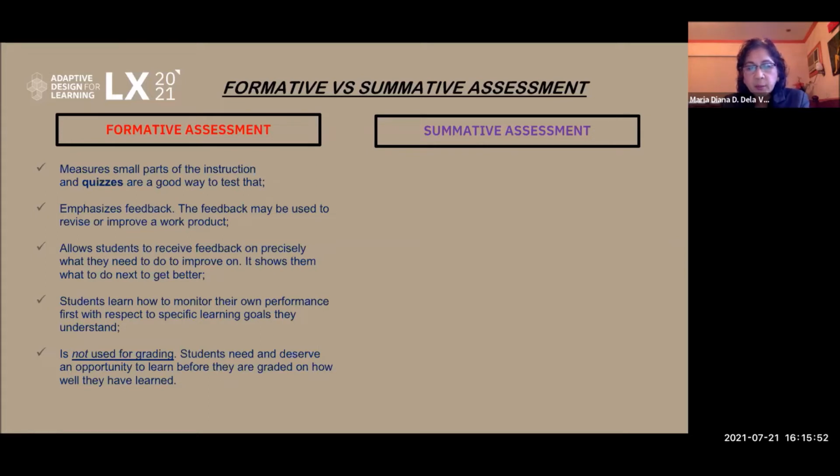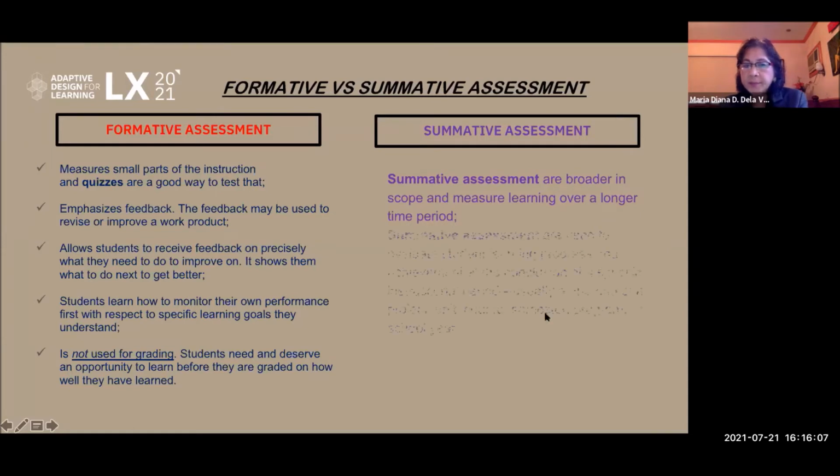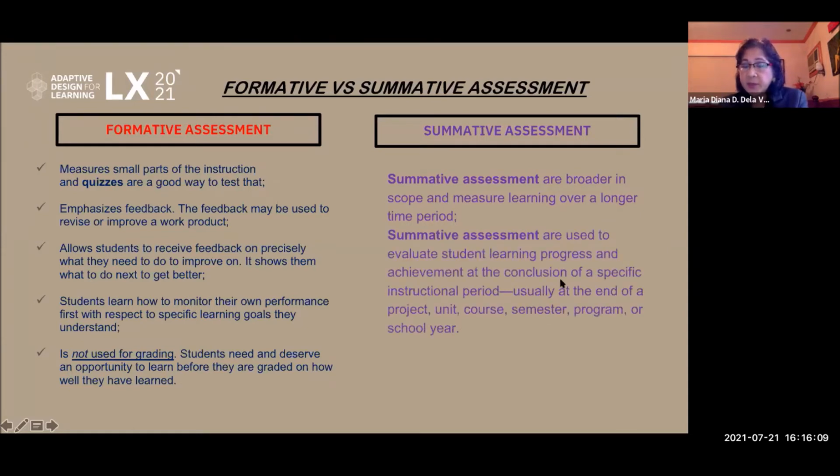Okay, so in that way, they will be able to learn better. On the other column, we have the summative assessment. These have a broader scope and measure learning over a longer period of time. Summative assessments are used to evaluate student learning progress and achievement at the conclusion of a specific instructional period, usually at the end of a project, unit, course, semester, program, or school year.